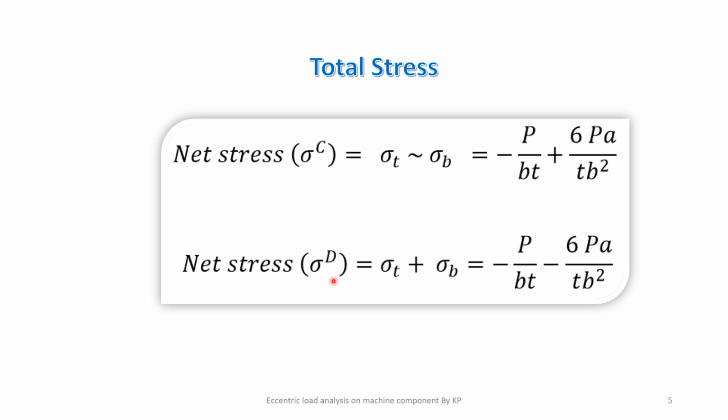Similarly, the net stress at point D is the summation of these two values of stress, sigma t plus sigma b. Sigma t value is negative, that is minus P divided by Bt. Sigma b value is also negative, that is minus 6Pa divided by Tb square. So the net stress at point D is totally compressive in nature.